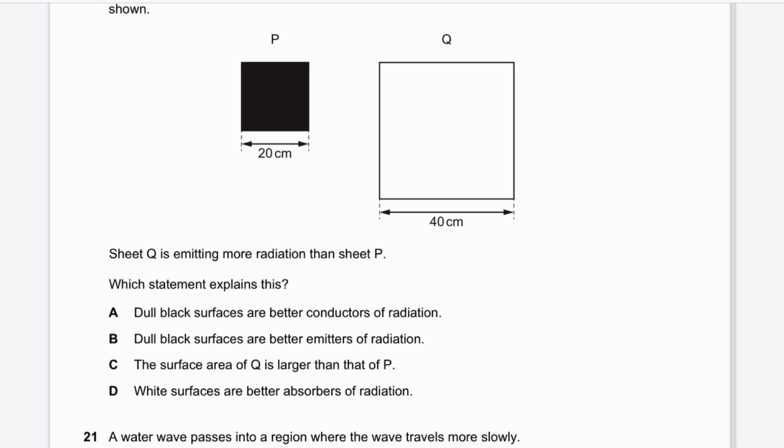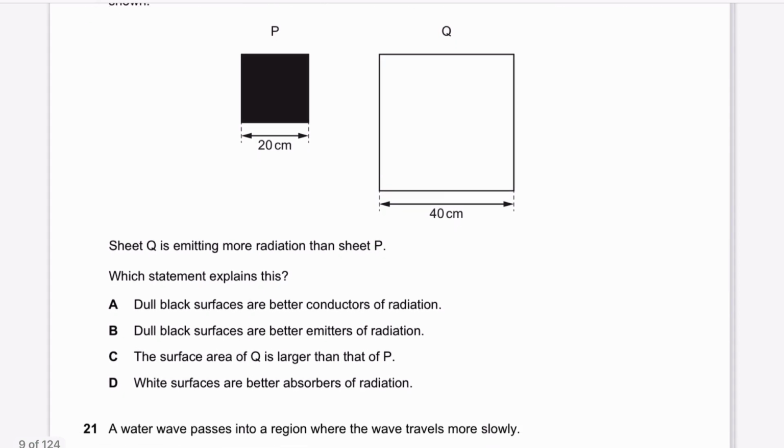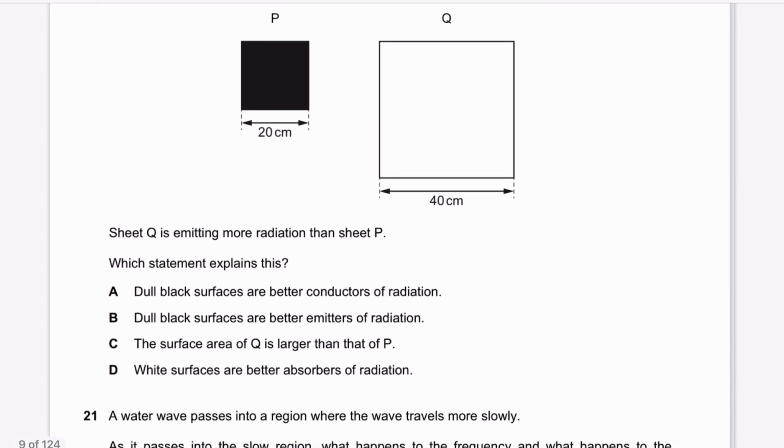A. Dull black surfaces are better conductors of radiation. That is true. Dull black surfaces are better emitters of radiation. That is also true, but they're both at the same temperature. Then why is it emitting more radiation? See, the surface of Q is larger than that of P. That actually makes sense. White surfaces are not better absorbers of radiation. So the answer will be C, because obviously the surface area is way larger.